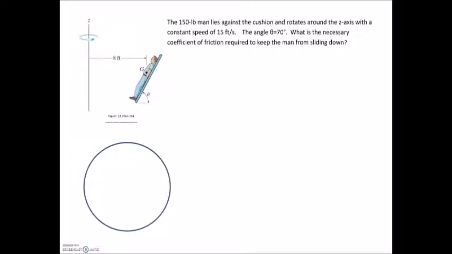So the problem I'd like us to consider here is that this guy is leaning on this mat or this cushion, and he's rotating about the center. There's some mechanism here, like a carnival ride or something like that, that allows him to be tied there, and it's going to be rotating like that. So you can see that if there was no rotation, he might have a tendency to slide down. If he rotates too fast, he might slide up. But in this case, we're going to give it a speed and an angle, and we want to find out how much friction is required to keep him from sliding down.